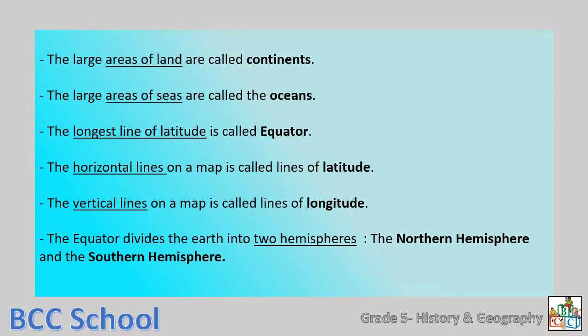The large areas of land are called continents. The large areas of seas are called the oceans. The longest line of latitude is called equator. The horizontal lines on a map are called lines of latitude. The vertical lines on a map are called lines of longitude. The equator divides the Earth into two hemispheres, the northern hemisphere and the southern hemisphere.